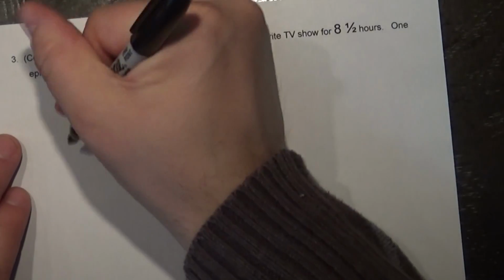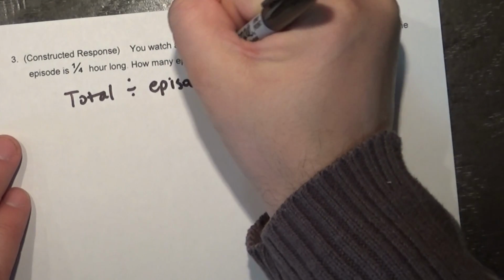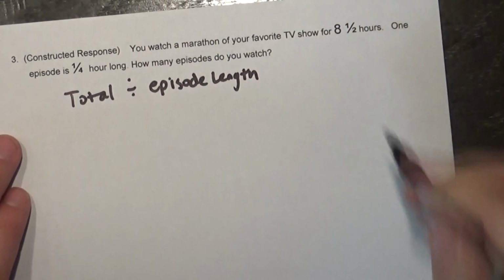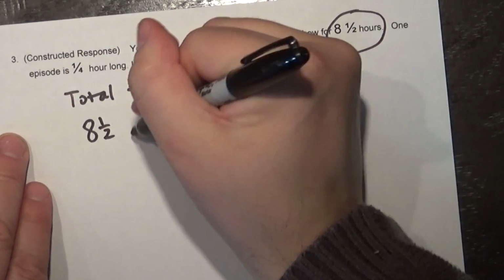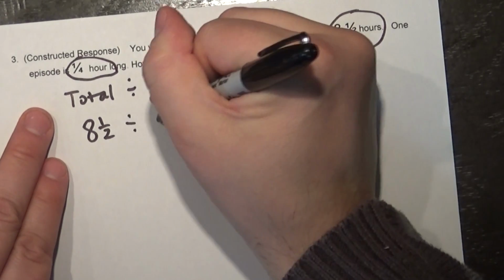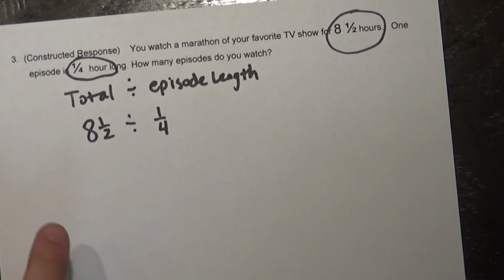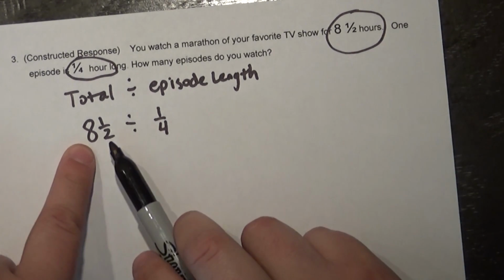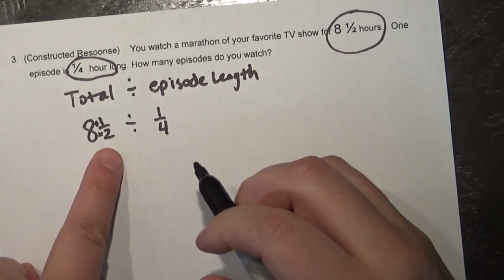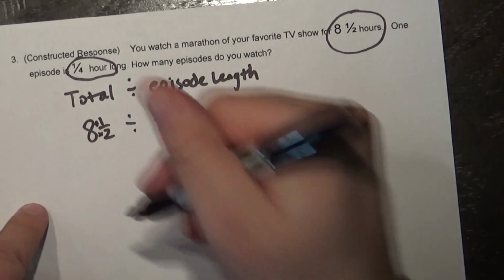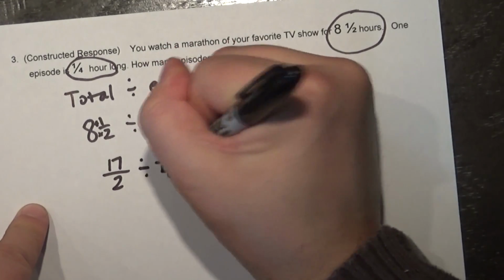So in order to answer this question, I need to take my total time divided by the episode length. Okay, so with that in mind, my total time is 8.5 hours. My episode length is 1/4 hour. So I have 8 1/2 divided by 1/4. In order to answer this question, I have to turn my 8.5 into an improper fraction. And I do that by working around the clock. I'm going to multiply and add. So 2 times 8 is 16, plus 1 is 17. That's 17 over 2. This is going to be divided by 1/4.